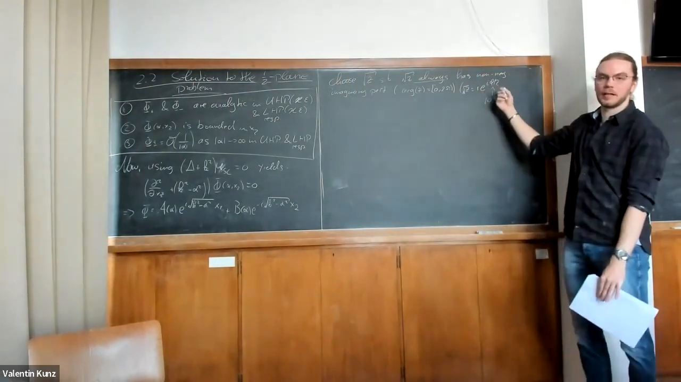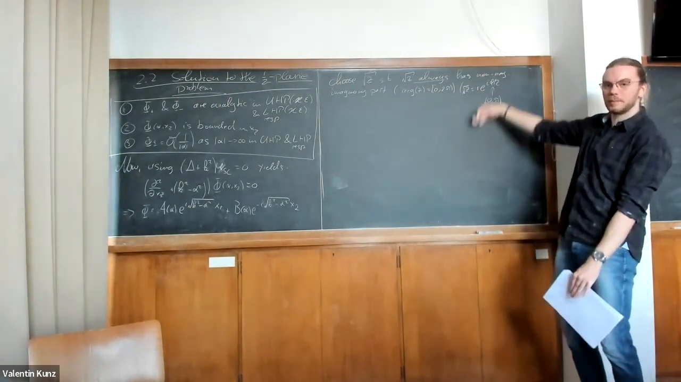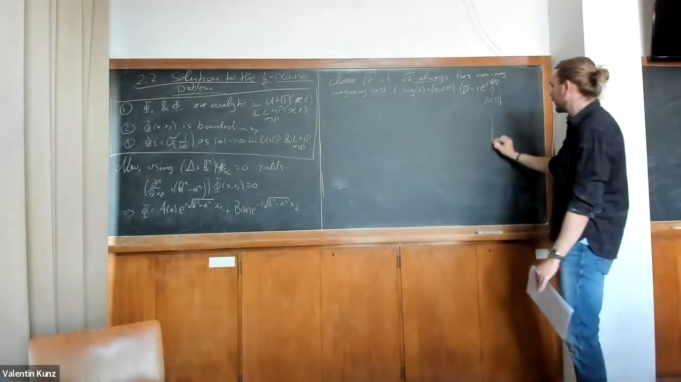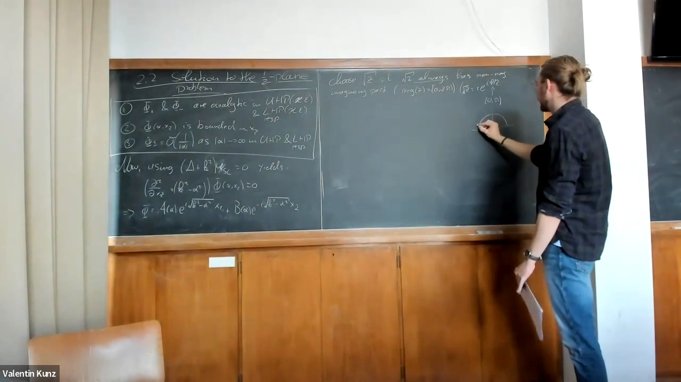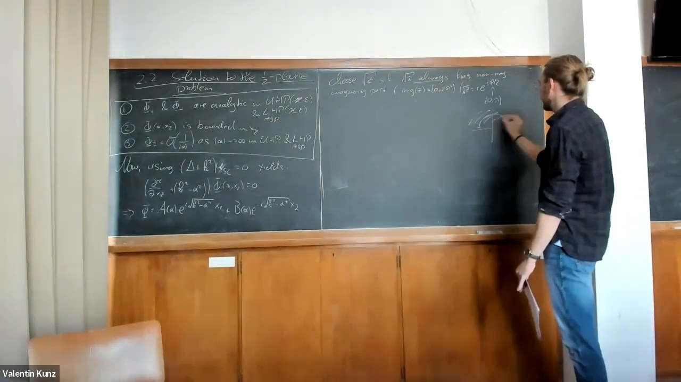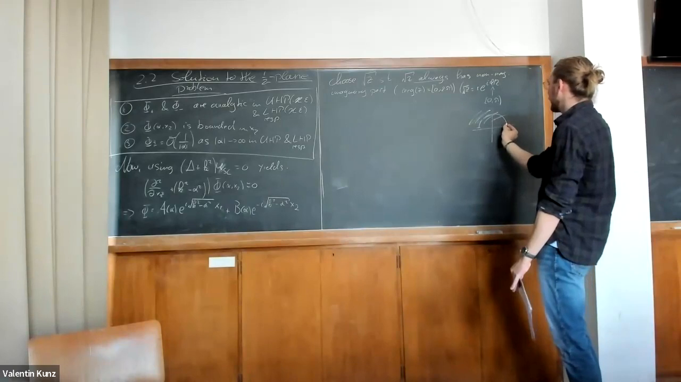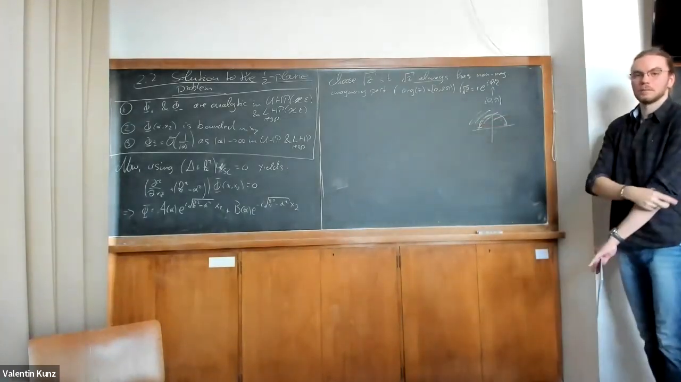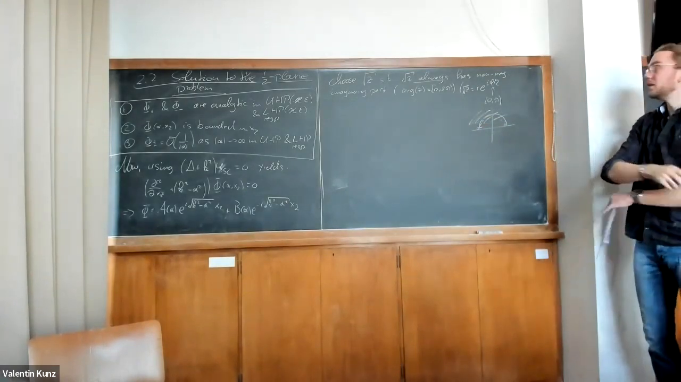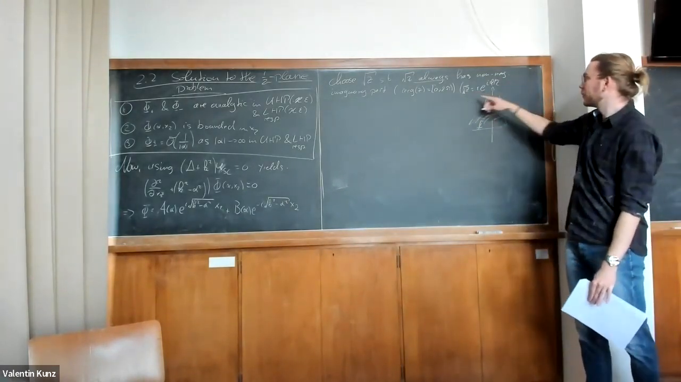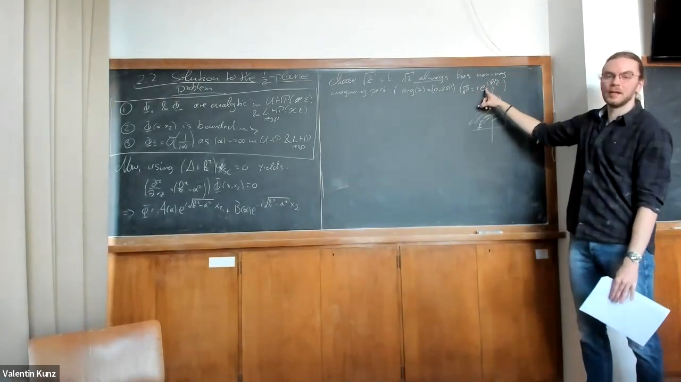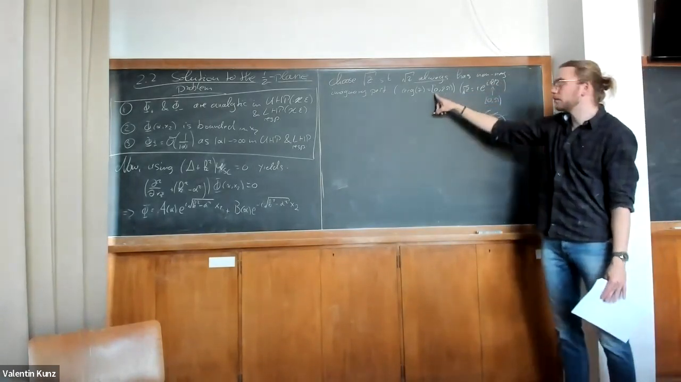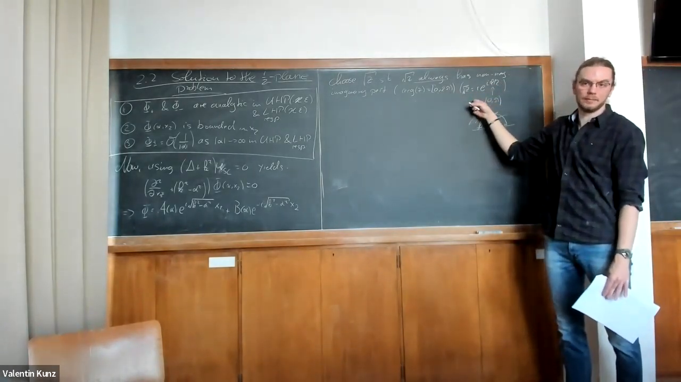So this will always have non-negative imaginary part, right? Because this will always be in the upper half. The argument will always be from here all the way up to here. So you're in the upper half plane. Exactly. So this is what it means. We choose the square root like this. And because we've restricted phi to be in this interval, this is the unique choice.